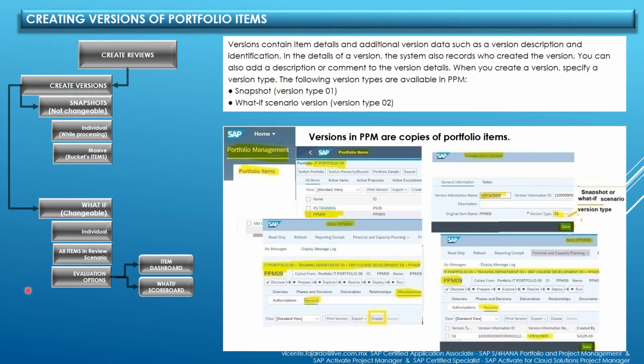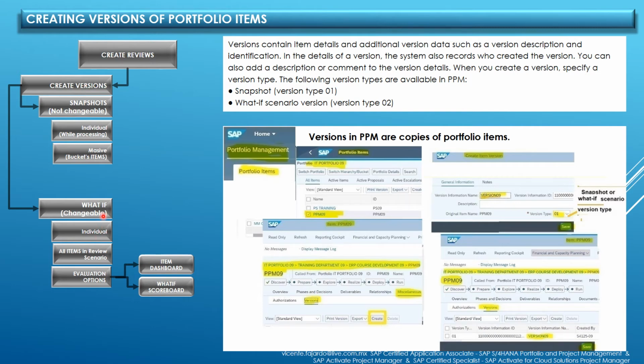We have 2 versions. One is a snapshot and the other one is what if. The main difference is that we cannot change snapshots and they are used only as a reference to compare the current status of the items in a review versus the status that they had at the moment that the snapshot was taken.